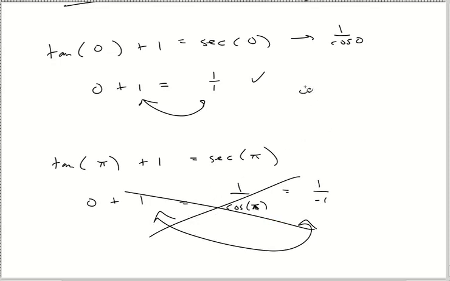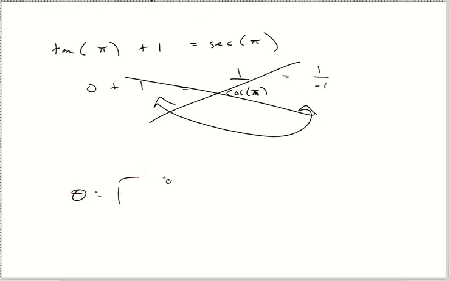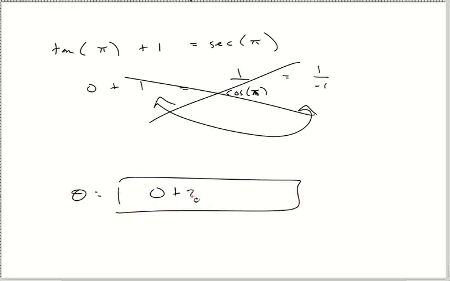My only answer is this 0 degrees thing, or again, 0 radians. And so my final answer, remember the 2 pi k, is 0 plus 2 pi k. And that's it. That's your whole answer.